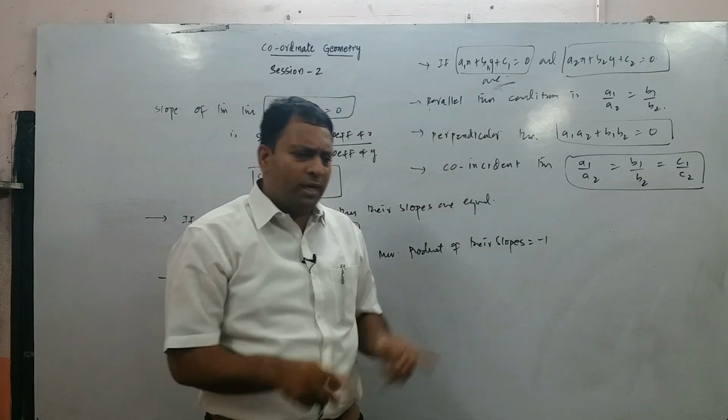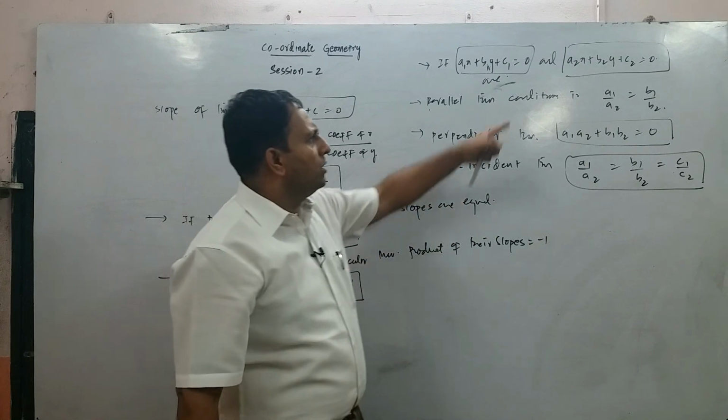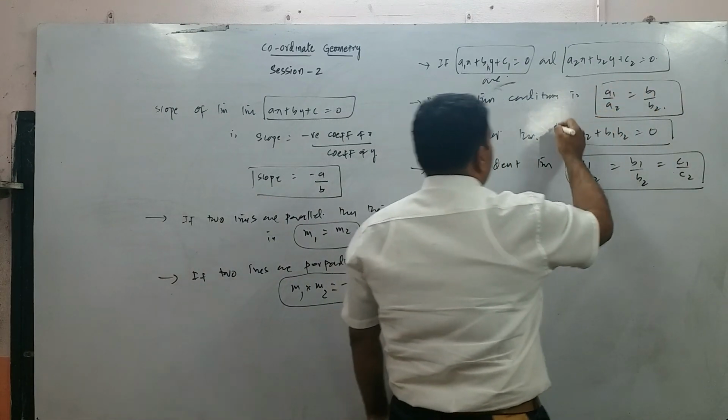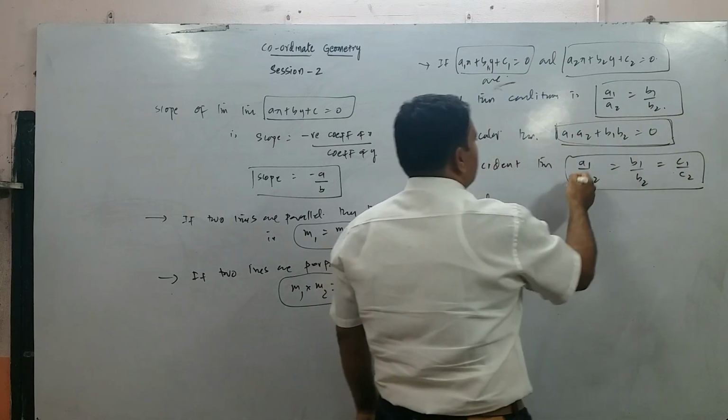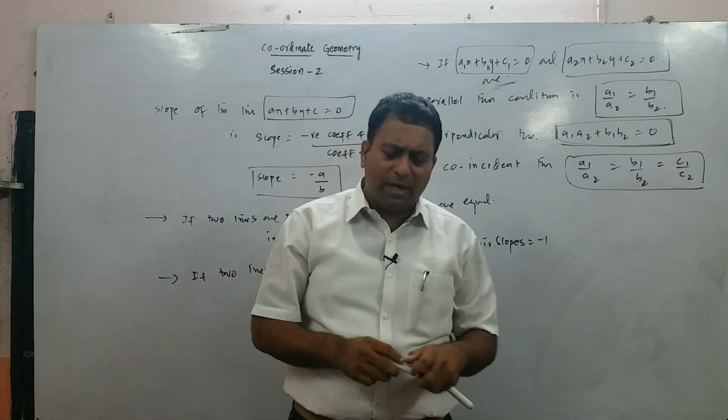What do you mean by coincident? Lying one upon another, right? Means both of them are the same. So these conditions you have to remember. This is the condition if two lines are parallel, this is the condition if two lines are perpendicular, and this is the condition if two lines are coincident. So these are very important conditions, my dear children.